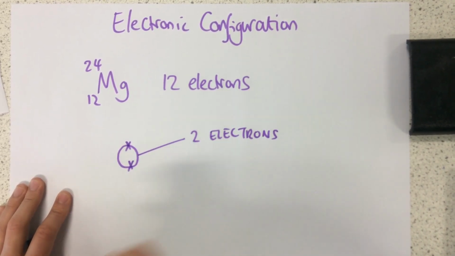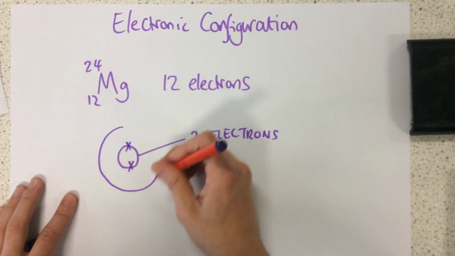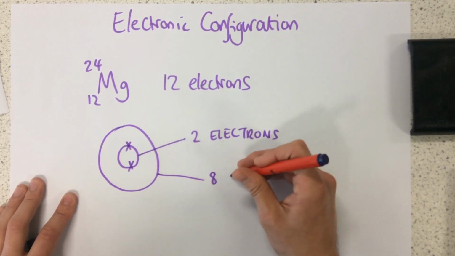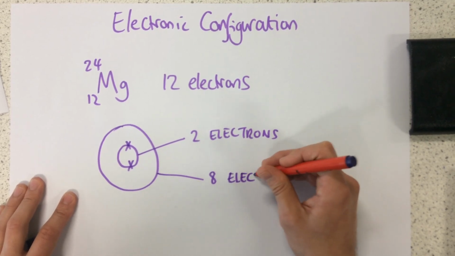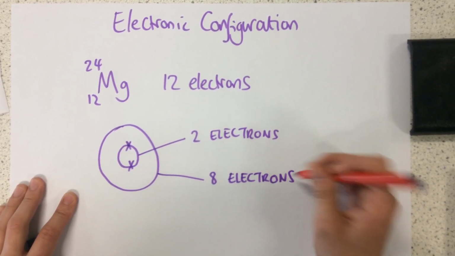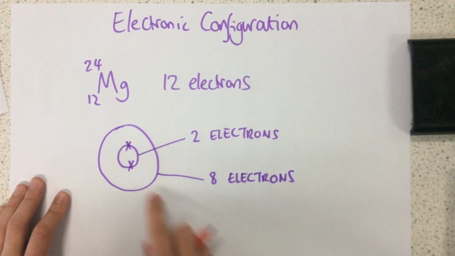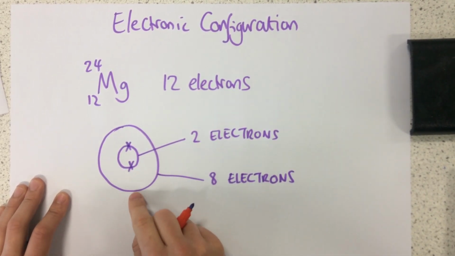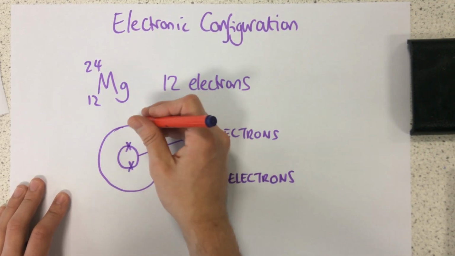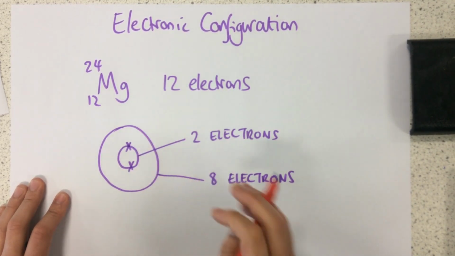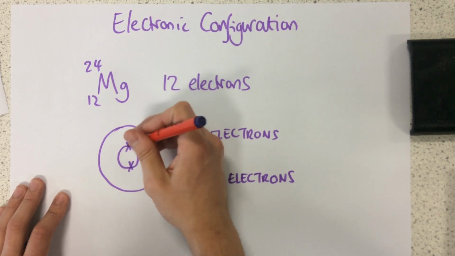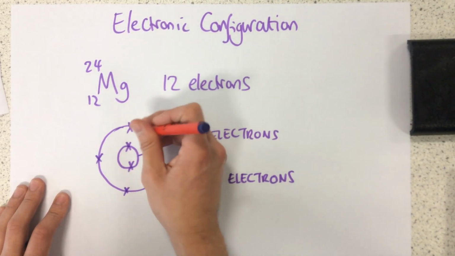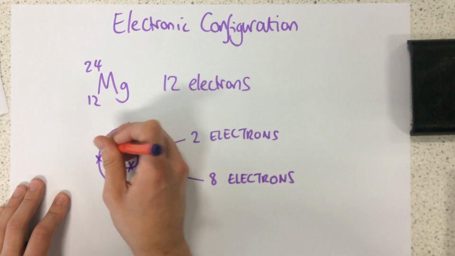Now, for every other shell, apart from the first one, it can fit up to 8 electrons. So once it has 8 electrons in it, it is full. So let's see, I've put in 2 of these 12 so far. Now, when I do this, I've got a way of doing it, just a point of consistency. So I always add them like this. So I've got 2 already, and then 3, 4, 5, 6, 7, 8, 9, 10.